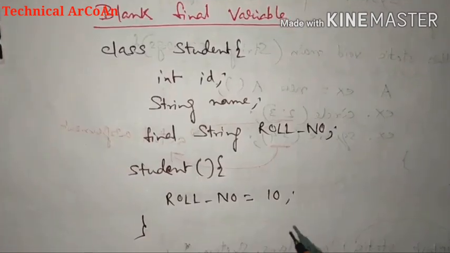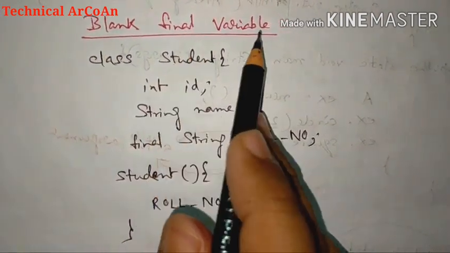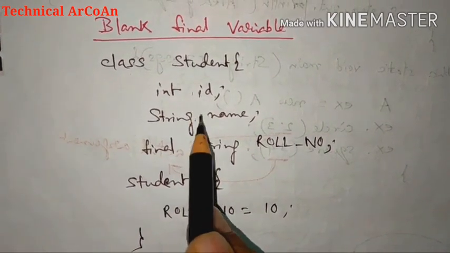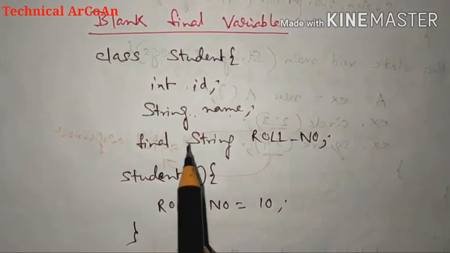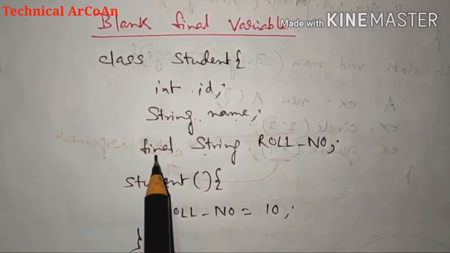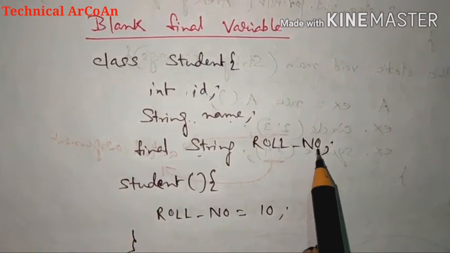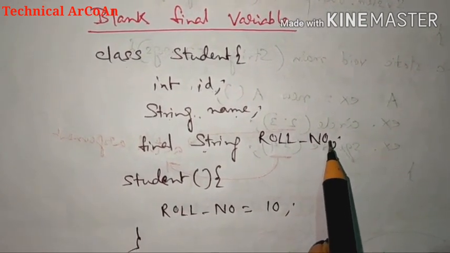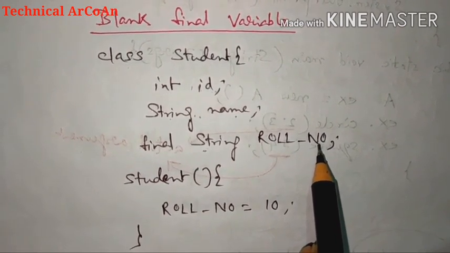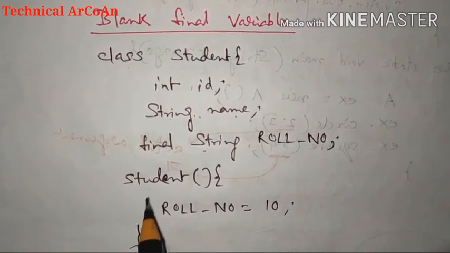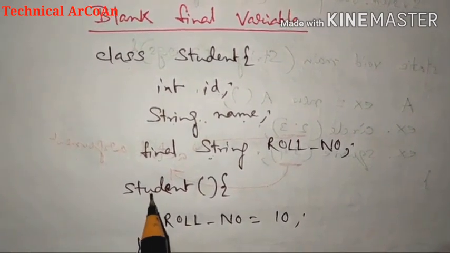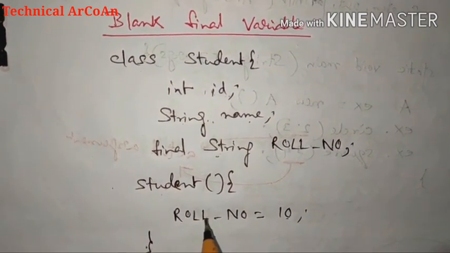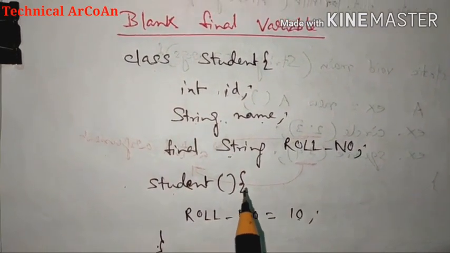Okay? Now the example for a blank final variable. Like that, the class Student, and we define two members, int id and String name. Now another member is defined, but we define it as final. But what happened? This variable is not initialized here. We already said this variable should be initialized in the constructor. So that is the constructor. It means the constructor should have the same name as the class and have no return type. So here we initialize the value. So this is an example of a blank final variable.